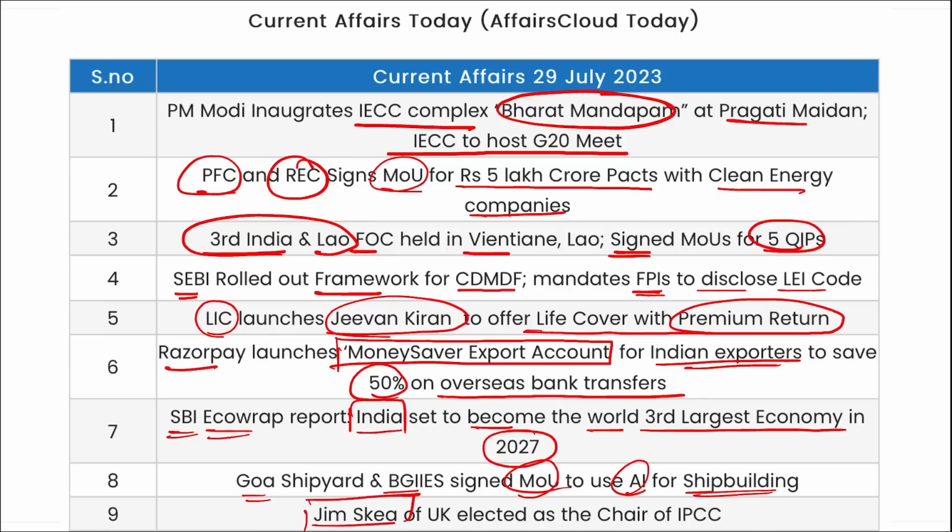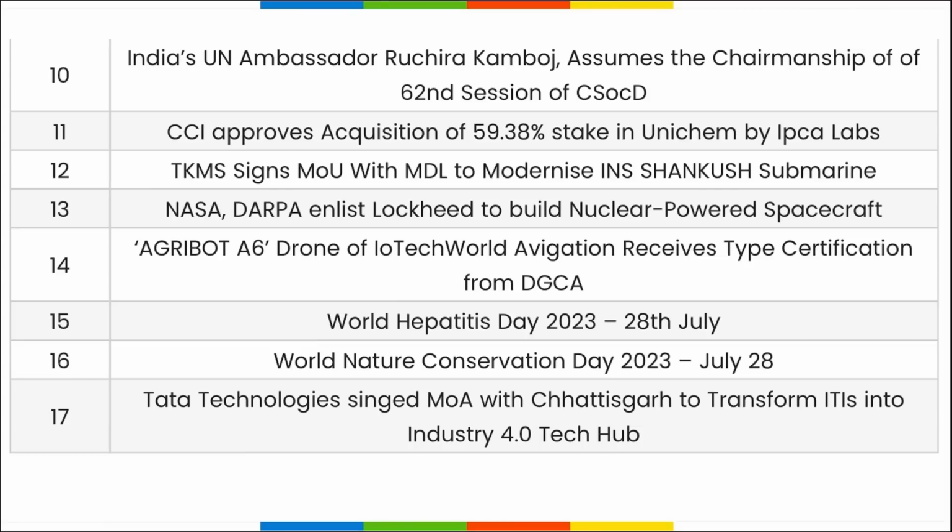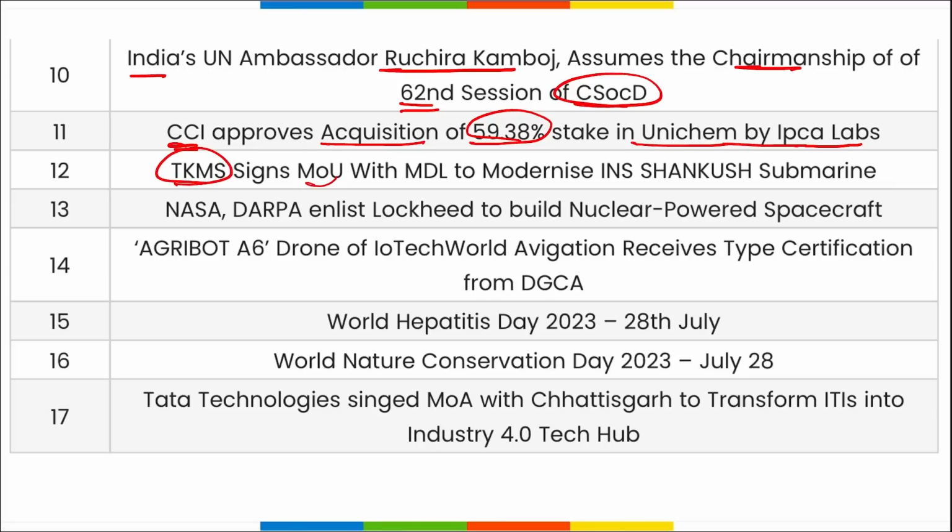Then Jim Skea of the UK has been elected as the chairman of the IPCC. Indian UN Ambassador Ruchira Kamboj assumed the chairmanship of the 62nd session of the Commission for Social Development. Then CCI has approved the acquisition of a 59.38% stake in Unichem by IPCA Labs. Then TKMS signed an MOU with Mazagon Dock Shipbuilders Limited to modernize the INS Sindhukesari submarine.